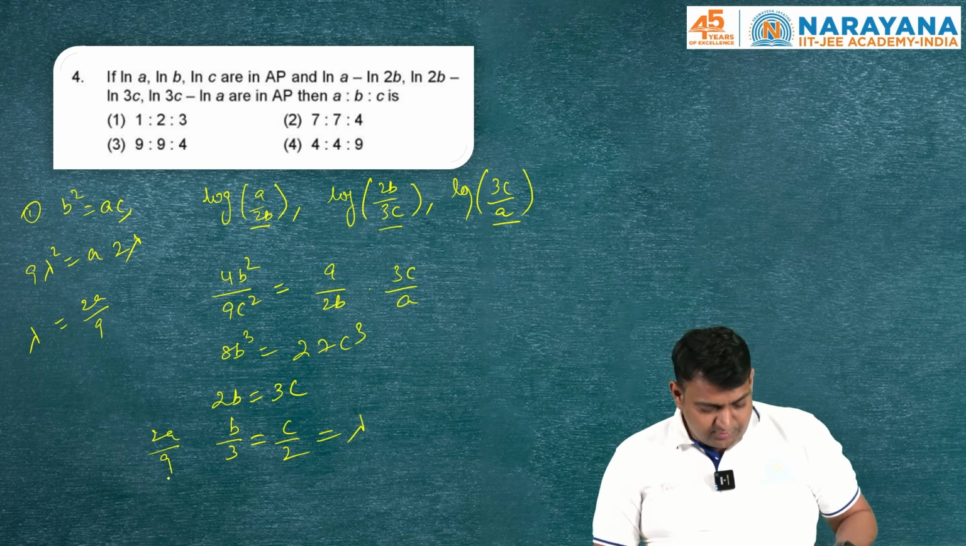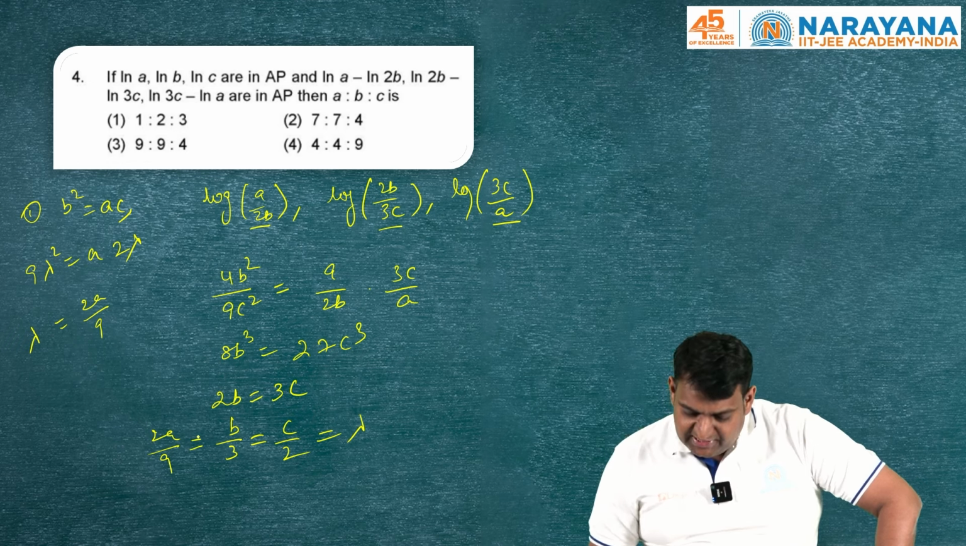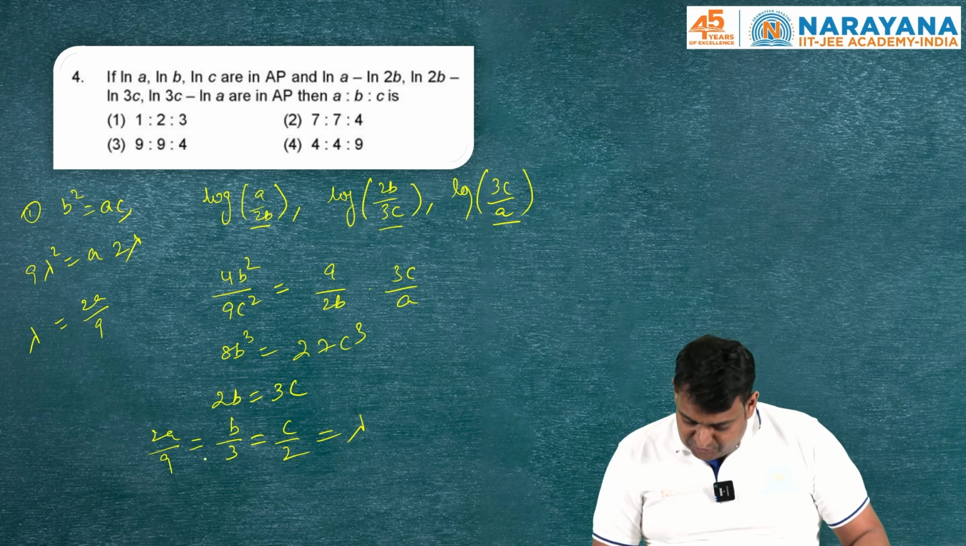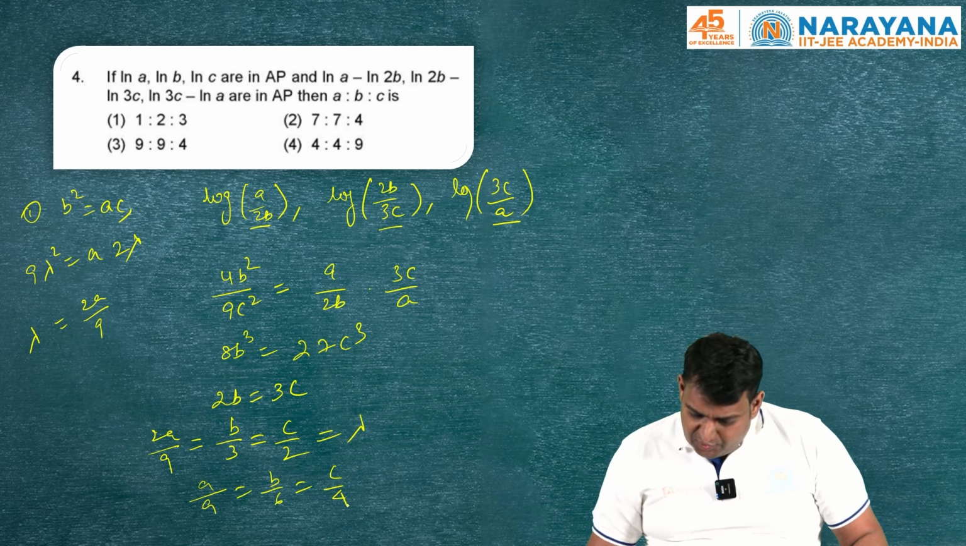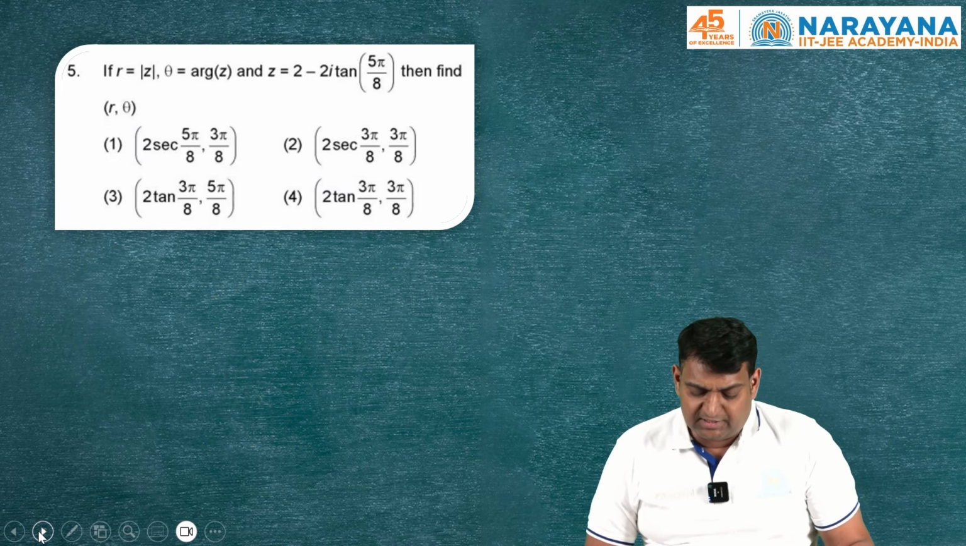Observe that he needs the ratio, he asked you the ratio of A is to B is to C. So divide by 2, what will you get? A by 9 is equal to B by 6 is equal to C by 4. I can't see that option. Let us move to the next problem.